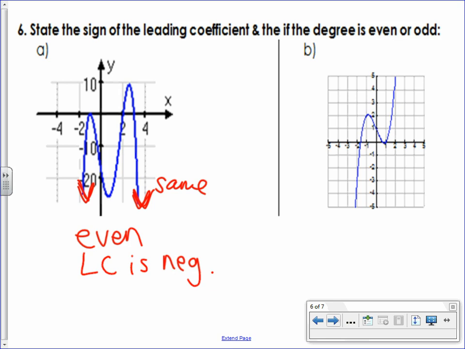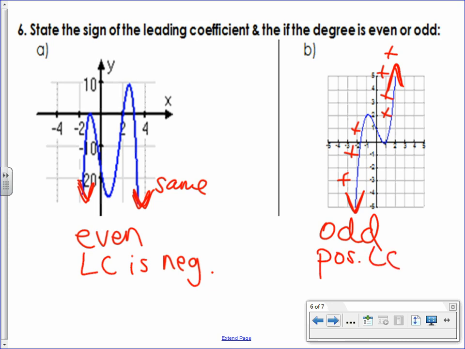All right, letter B. On the left is pointing down, but on the right is pointing up. So odd is opposite. And then if I look, I'm increasing. That graph is making a climb. Even though right there it's not necessarily increasing, it's starting from the bottom, but it's going to end up way on up high, right? So if that graph is increasing, then that means we must have a positive leading coefficient.